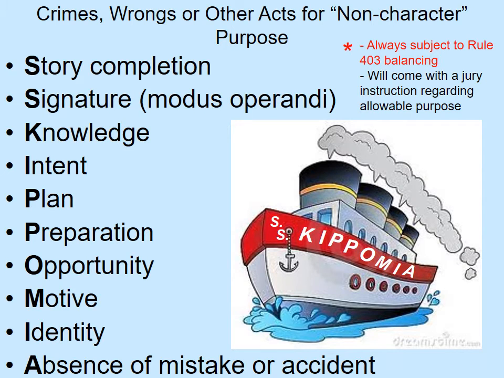All right, so here are all the letters in the mnemonic laid out with the type of evidence each one stands for, and we're going to talk about all of these. S stands for story completion. The other S stands for signature crime or modus operandi. K is for knowledge, I for intent, P and P for plan and preparation, O for opportunity, M for motive, I for identity, and A for absence of mistake or accident.